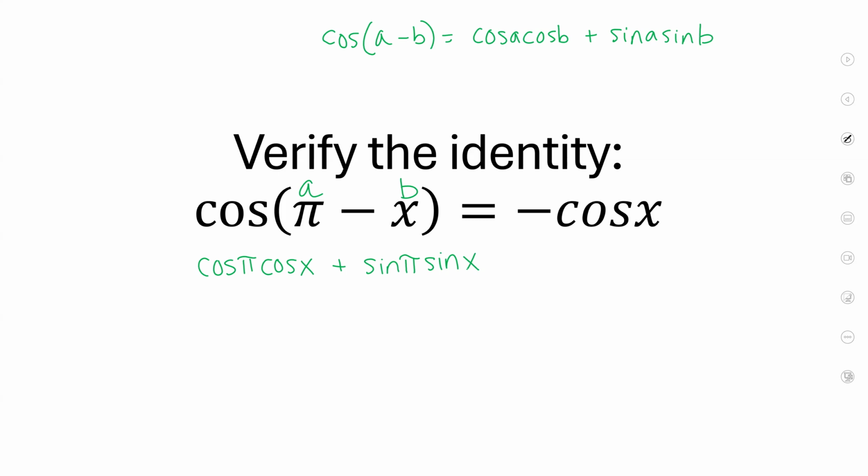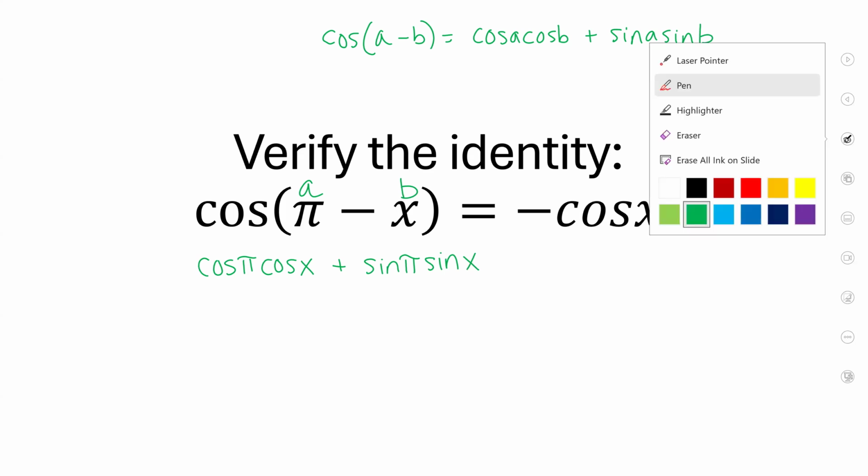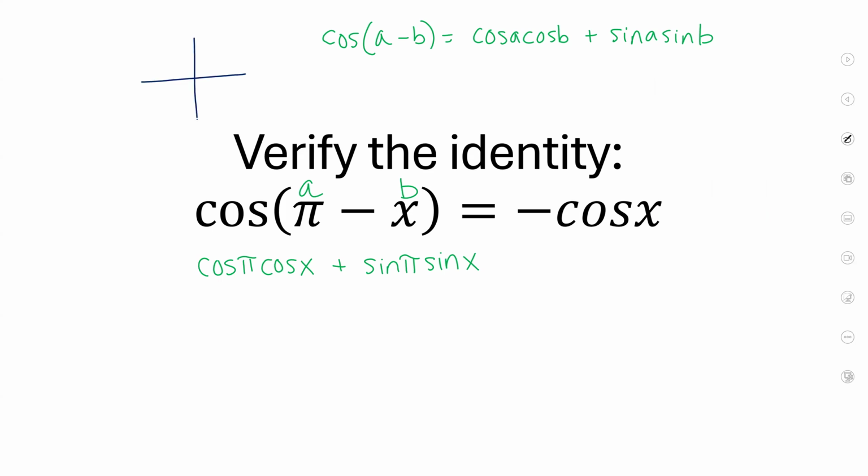Remember, whenever we're verifying the identity, we're only changing one side of the equation. So I'm only working on the left side here. It doesn't matter which side you pick. I picked the left side. Okay. So using your knowledge of the unit circle, right here is pi. What's the coordinate at pi? -1, 0. So cosine of pi is -1. Sine at pi is 0.